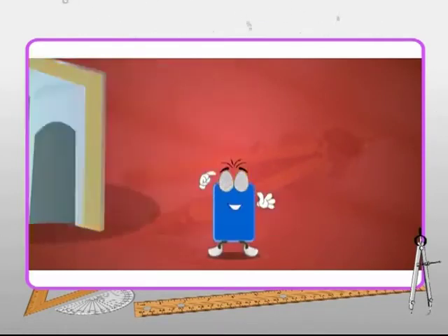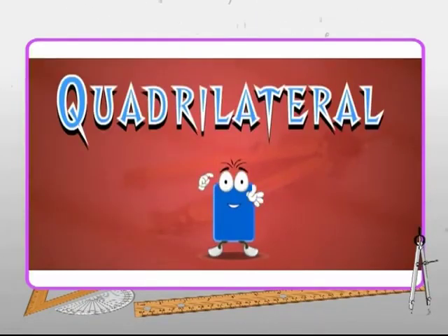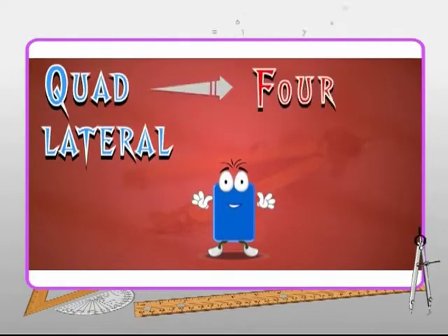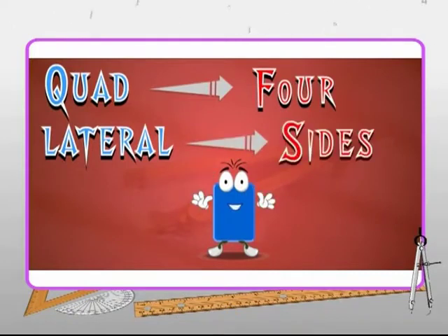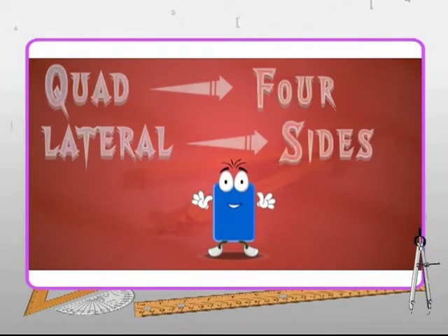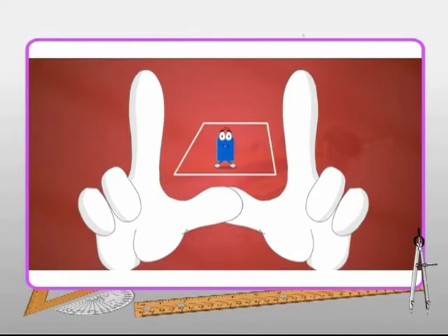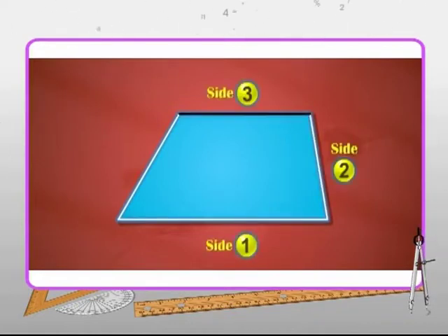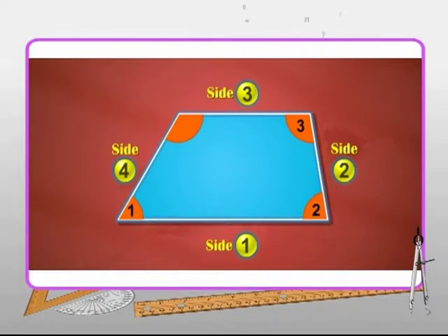You must have heard of the word quadrilateral. Ever wondered what it means? Well, quad means four and lateral means sides. So the word quadrilateral translates to four sides. To elaborate, a quadrilateral is a plane mathematical figure with four sides and four angles.